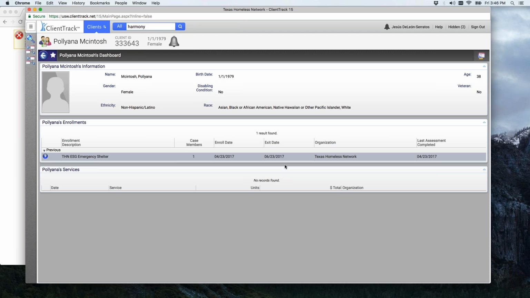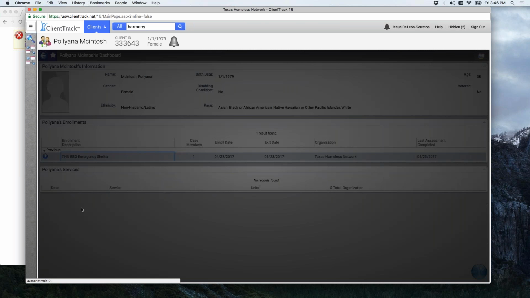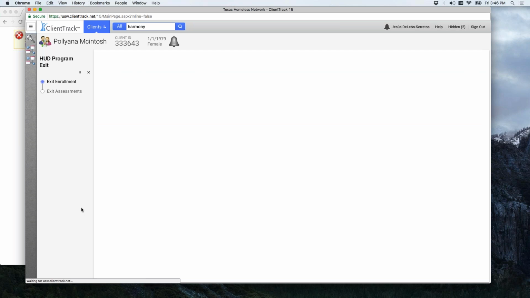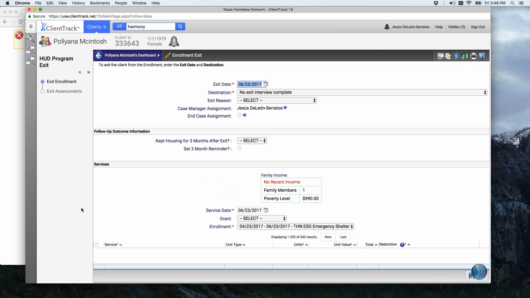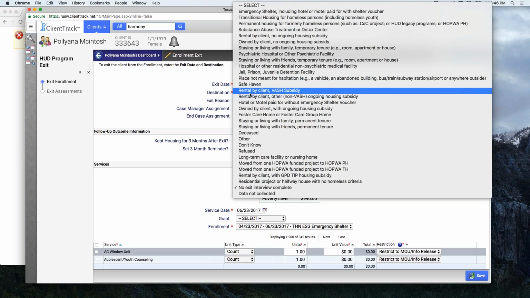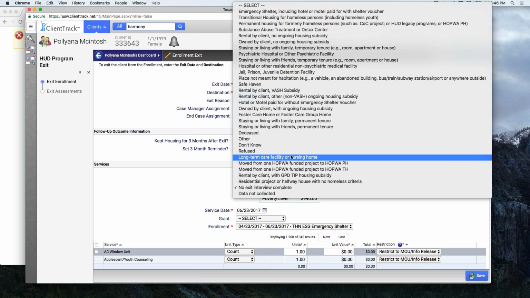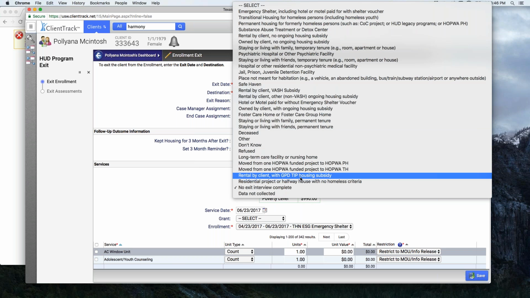How do I fix this, Jesus? Not a problem, guys. Not a problem. All you have to do is go back and just click again, exit the enrollment. This will launch the application again. And then now in here, you can give me a right answer. Okay, you know what? This client actually went to, where, what can I say?